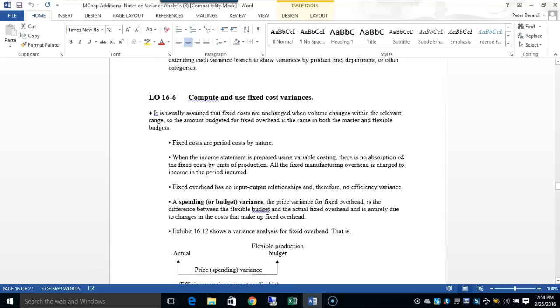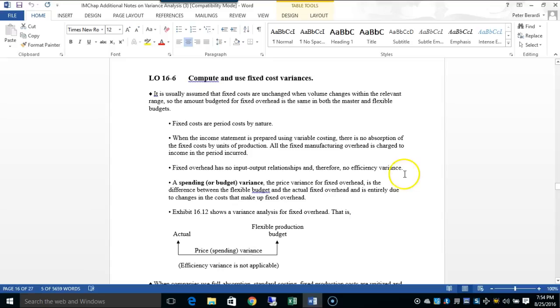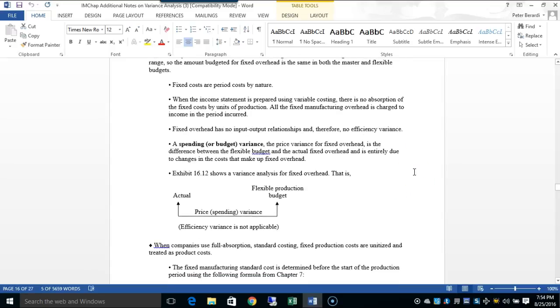Compute and use fixed cost variances. Basically, fixed cost has no input and output. It's not materials, it's not labor, it's not variable overhead. It's basically just costs. So we have actual and flexible budget.